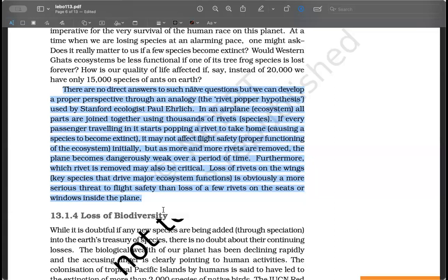may not affect flight safety, the proper functioning of the ecosystem, initially, but as more and more rivets are removed, the plane becomes dangerously weak over a period of time. Furthermore, which rivet is removed may also be critical. Loss of rivets on the wings, key species that drive major ecosystem functions, is obviously a more serious threat to flight safety than loss of a few rivets on the seats or windows inside the plane. Did you understand that?